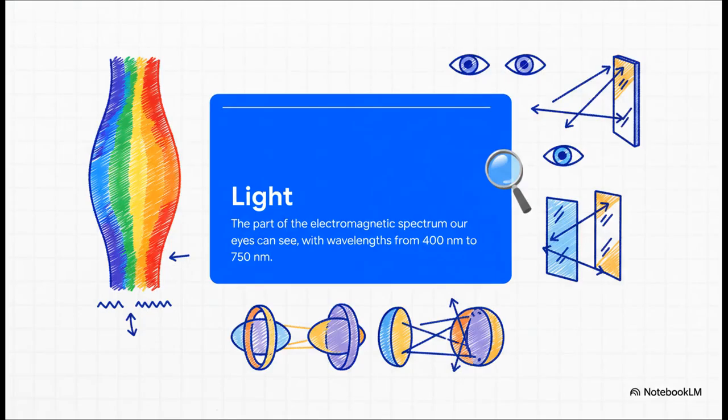So, what even is light? Well, think of a massive spectrum of energy out there, the electromagnetic spectrum. Light is just this tiny, tiny little slice of it that our eyes have evolved to see. We're talking about wavelengths from around 400 to 750 nanometers. This is the stuff that lets us see, well, everything.